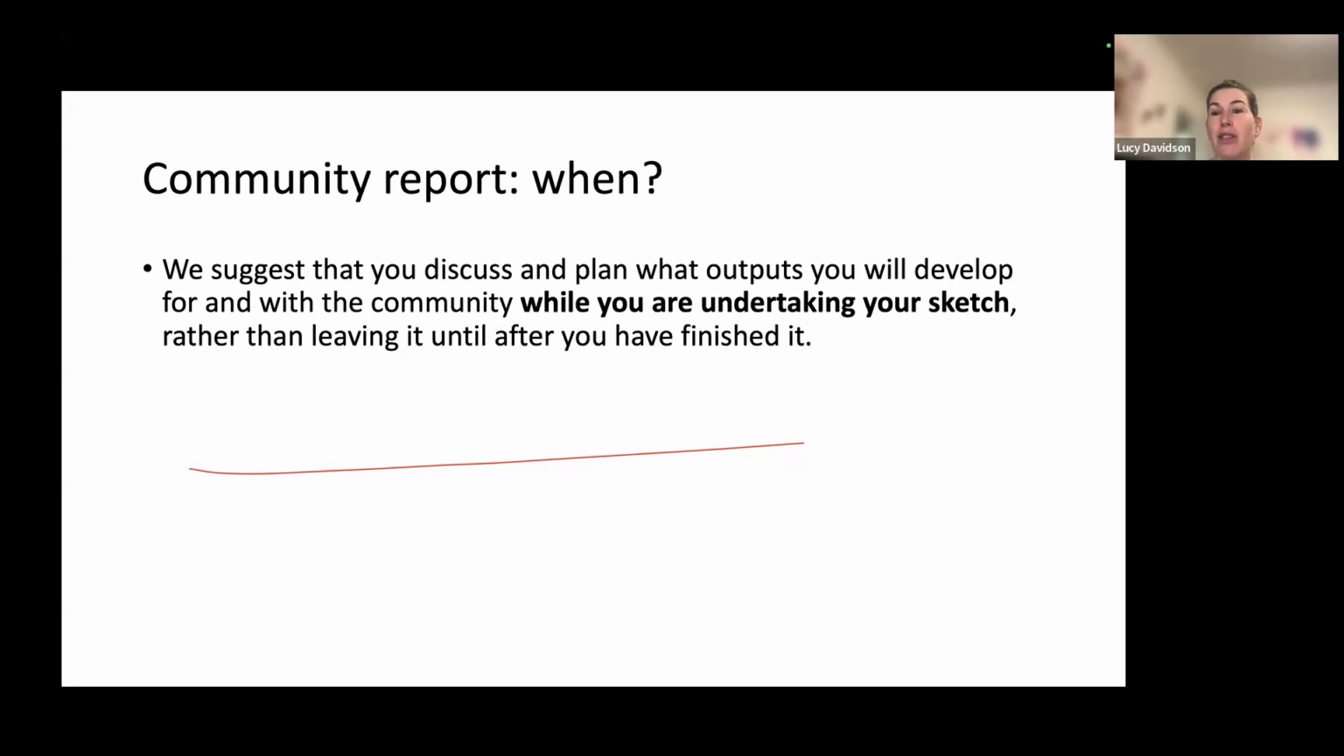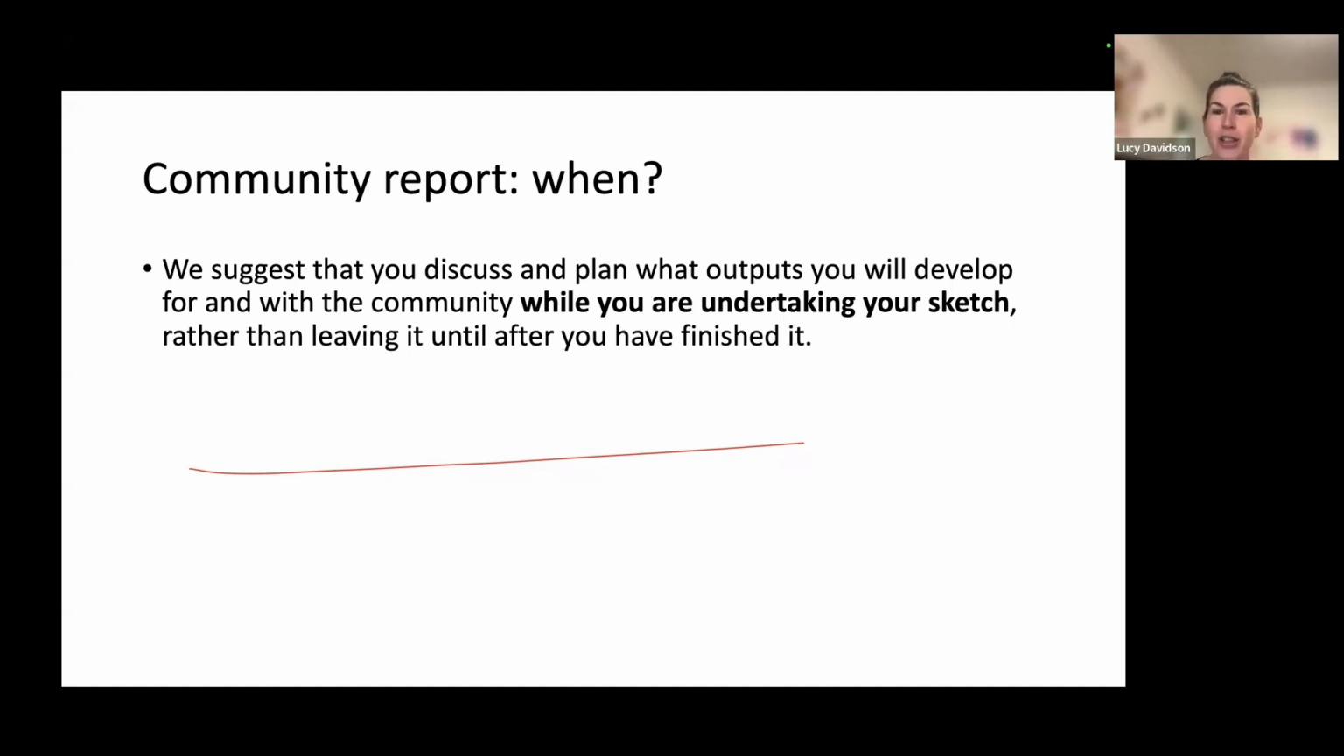We don't want it to be an afterthought where maybe you're swept up in other things and you want to do it, but you can't get back to it. So we want you to think about it before you finish your sketch. But also, discussions might take a while. It might be a lengthy process. And it also might help speed up the process to know what sort of outputs you might be producing or what sort of report you will be creating.